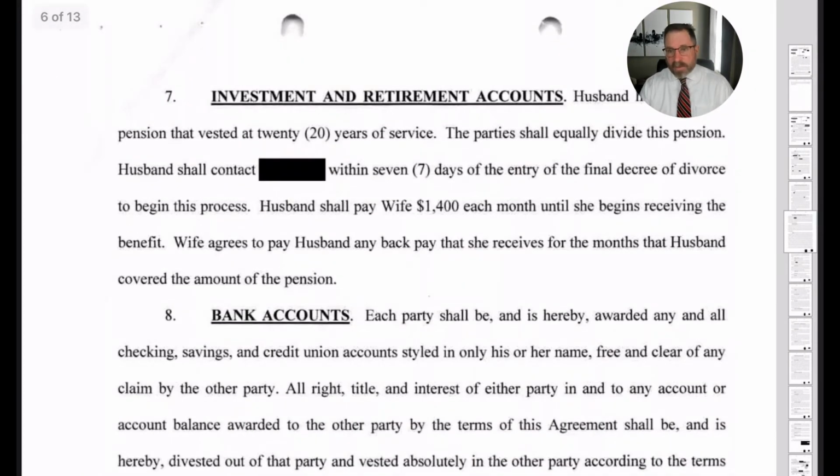There was also, in this case, a military pension. This investment and retirement account, paragraph 7, could just as easily be one or more 401ks or other kind of pension plan. In this case, the husband had a military pension, but paragraph 7 would be found in any marital dissolution agreement where the parties had one or more retirement accounts or pensions or anything like that.